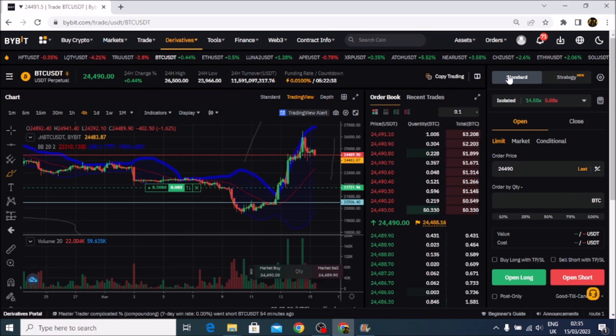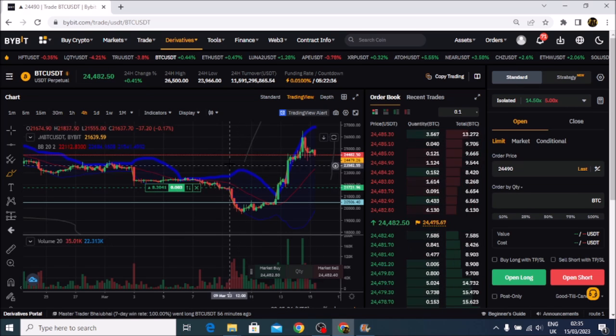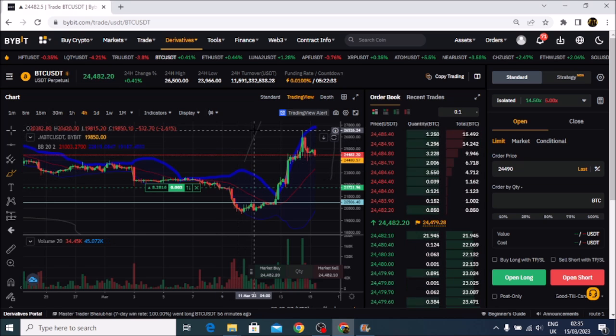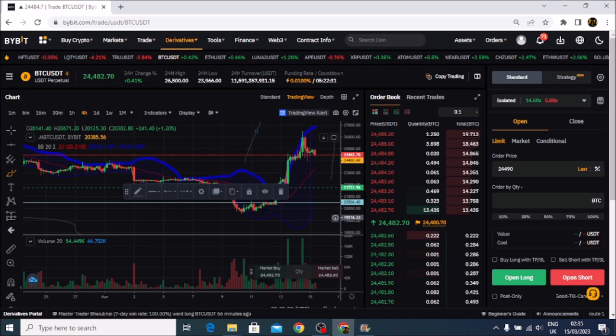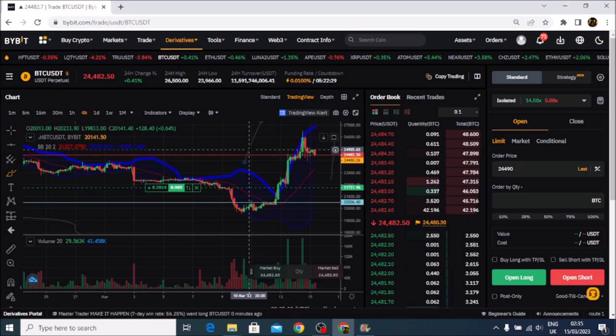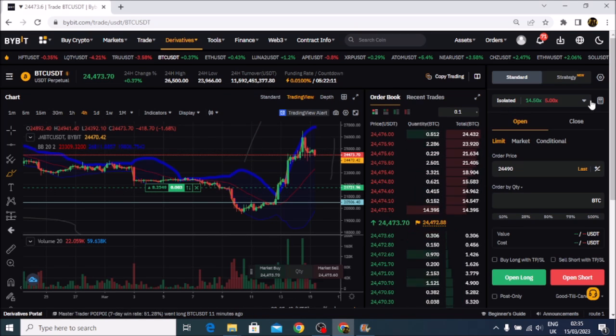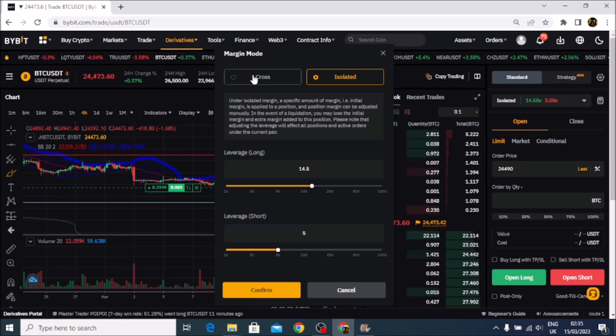And we make everything. Suppose that you have made your own analysis, and of course this is not financial advice. First make your own research before you enter any trade. When you come here, you will come to margin mode. In margin mode, there is cross and isolated.